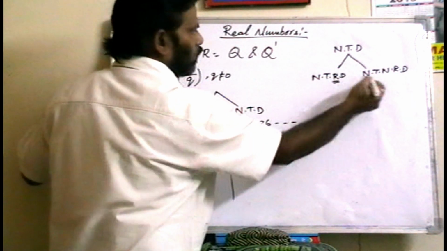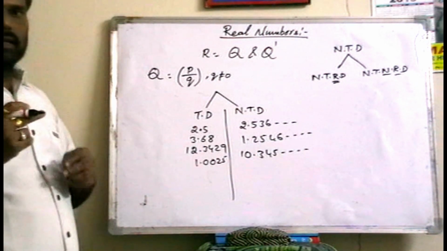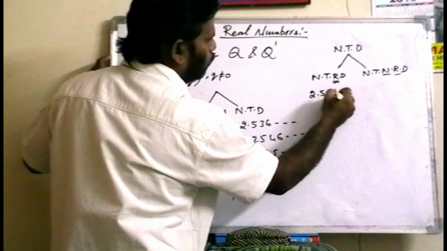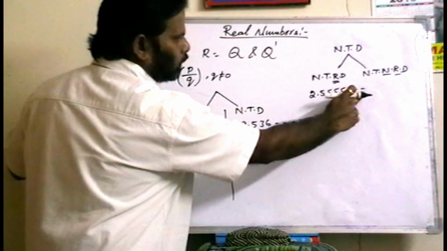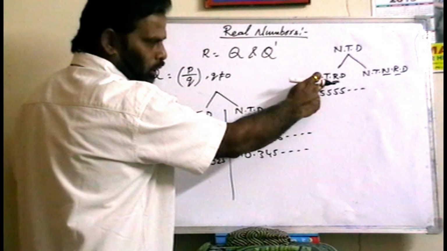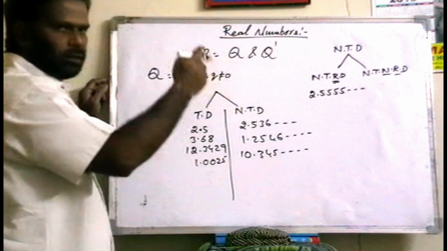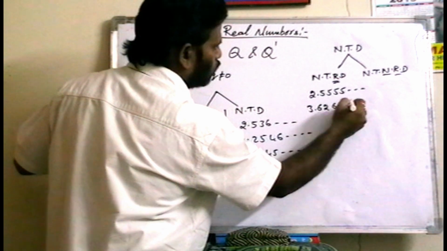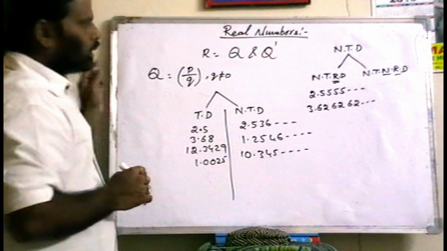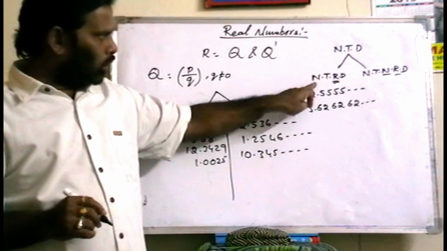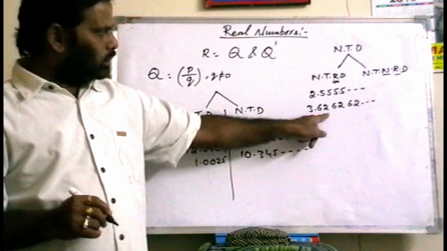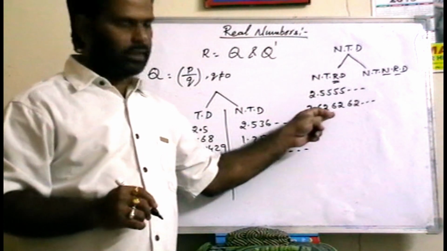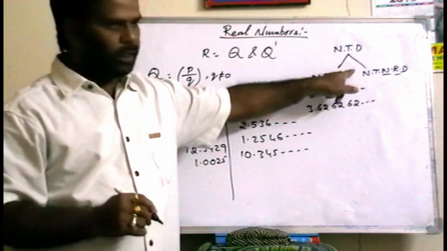Now what is recurring and non-recurring? Recurring is nothing but repeating. For example, 2.5555 and so on. It is non-terminating, but here one digit, 5, is repeating. Or 3.626262 and so on. It is also non-terminating, but here two digits, 62, are repeating. These types of non-terminating decimals are called non-terminating recurring decimals.